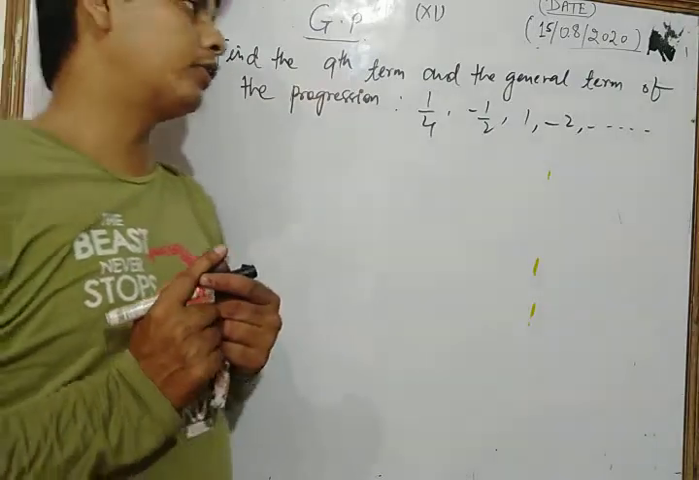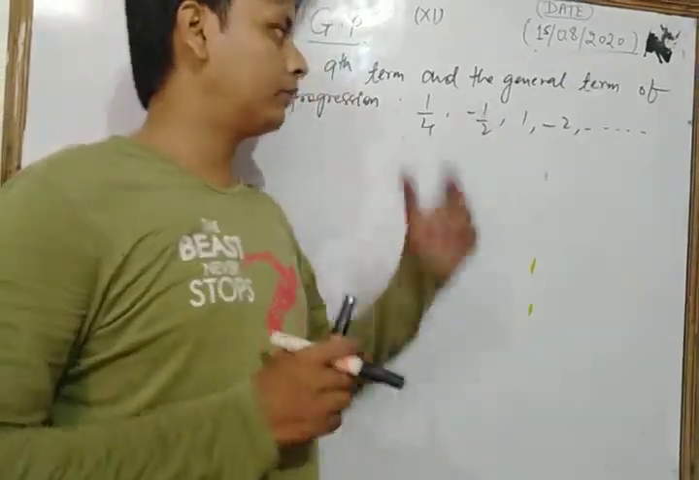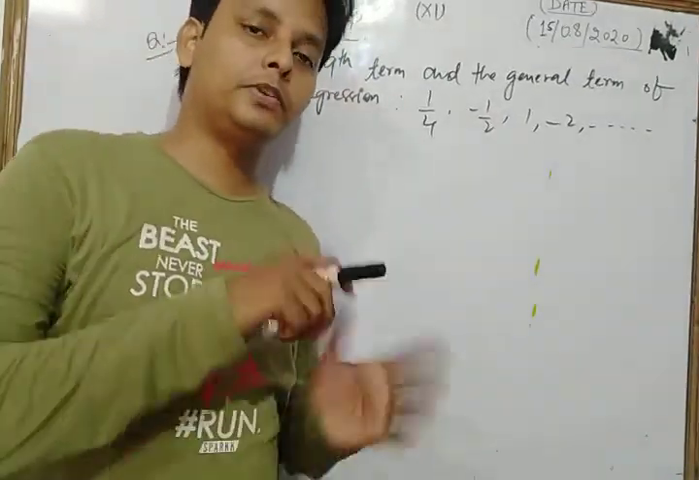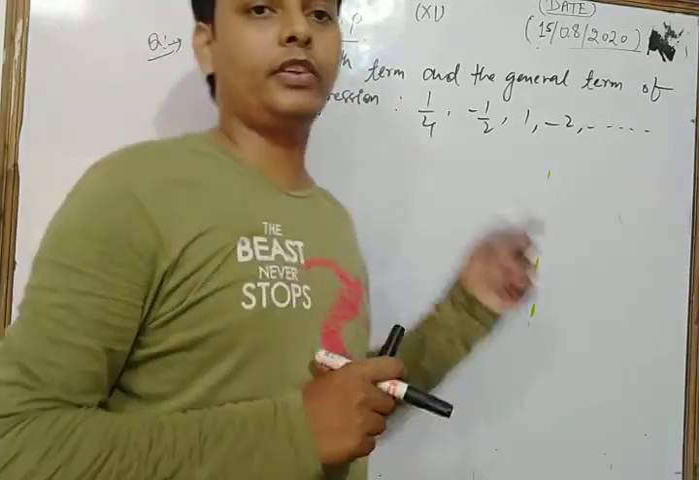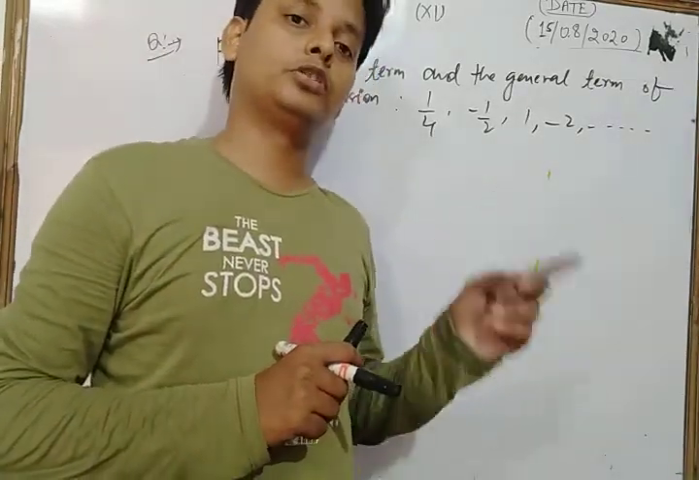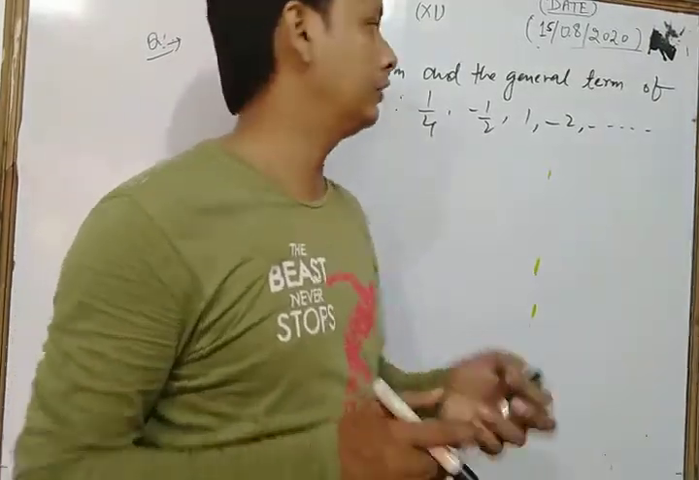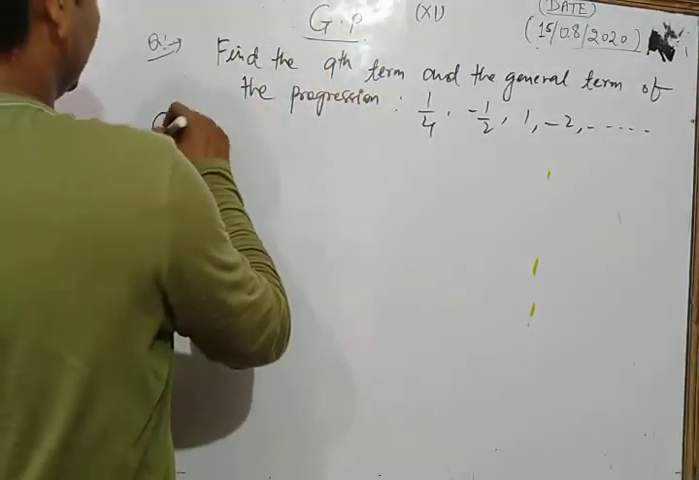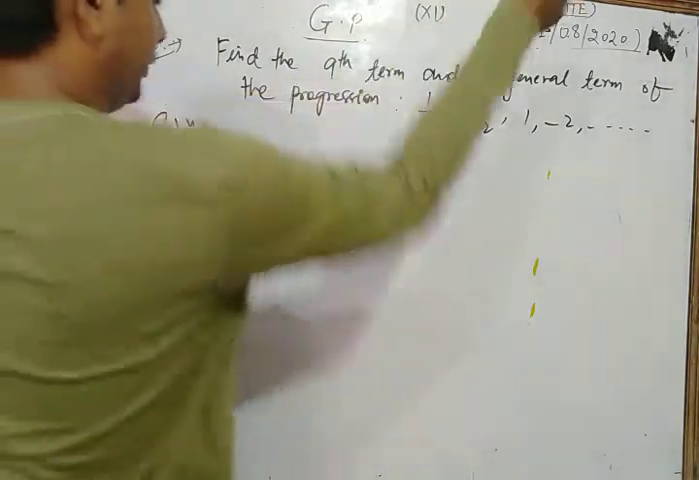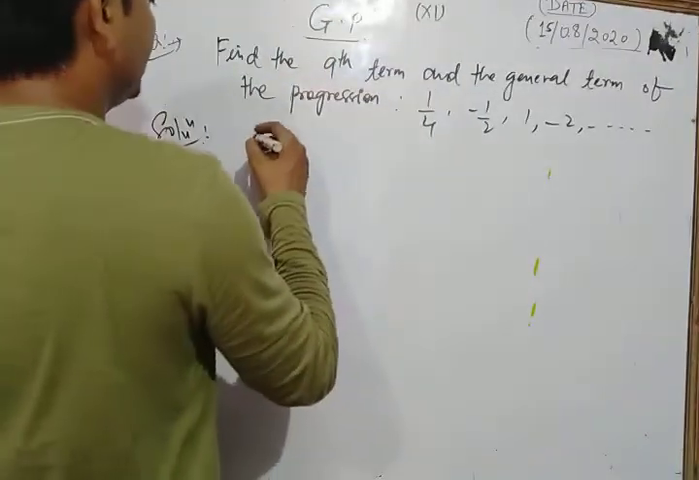Okay, dear students, first of all we find what type of progression is given, GP or AP. For AP the common difference will be the same, and for GP the common ratio will be the same. Now let's solve it. First we check the common ratio.